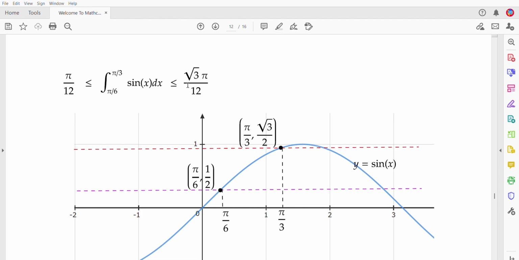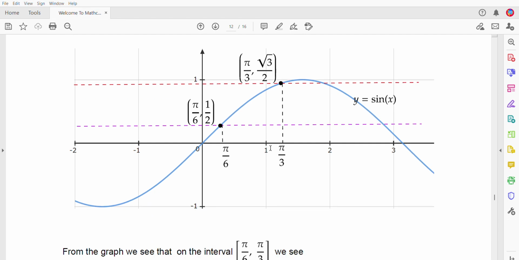Let's draw the graph of sin x over the interval pi over 6 to pi over 3. Here is pi over 6, here is pi over 3, and this is the curve sin x. Notice the minimum height on this interval is half, and the maximum height is square root 3 over 2. How did we get these values? Well, sine of pi over 6 is half, sine of pi over 3 is square root 3 over 2. So that gives us a starting point.